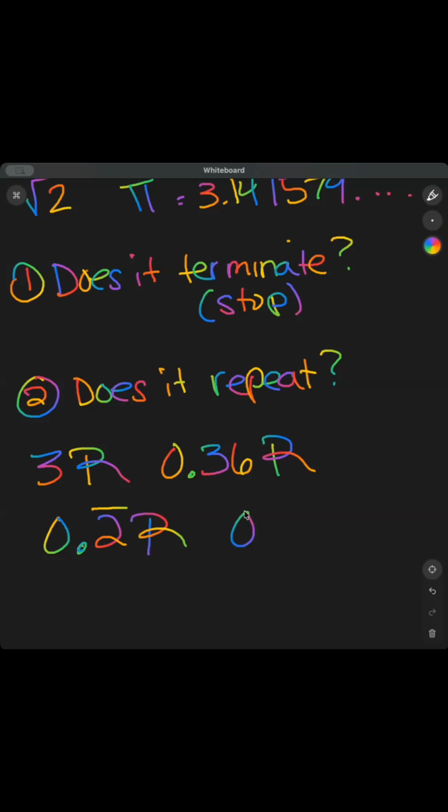Okay, 0.5631... Does it terminate? No, the ... means it keeps going. So let's move to the second question. Does it repeat? I do not see a pattern. It does not repeat. So that means it's irrational. So again, both no, irrational.